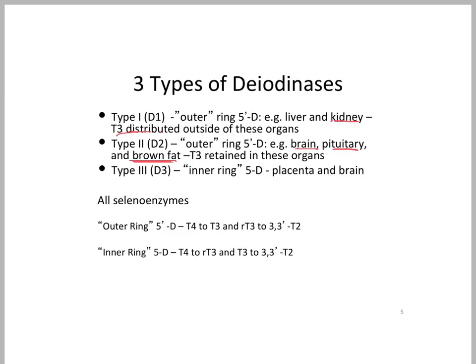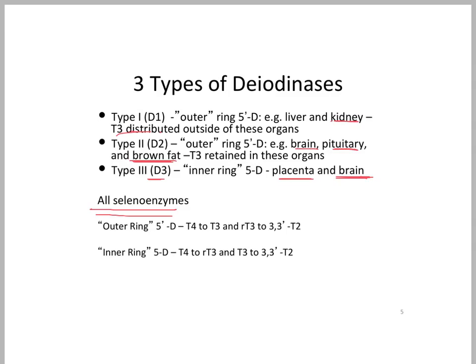Deiodinase 3 is, as I said, an inner ring deiodinase, and it's an inactivating 5 deiodinase, and it's seen in the placenta and in the brain, particularly during development. All of these enzymes are selenoenzymes, and so that means selenium is an important micronutrient. There are animals with selenium deficiency that can have thyroid hormone abnormalities.